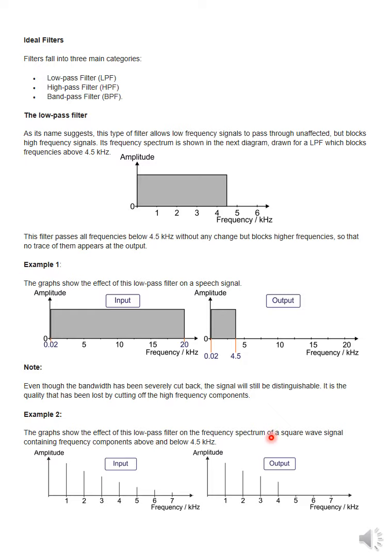The second example: the graph shows the effect of a low pass filter on the frequency spectrum of a square wave signal containing frequency components above and below 4.5 kilohertz. So this is your input. Again you are using this filter, and when you apply it you will get output up to this point, and the remaining will be blocked. Blocked means the filter will pass only the frequency range for which it is working, and the remaining frequency range will be blocked by it.